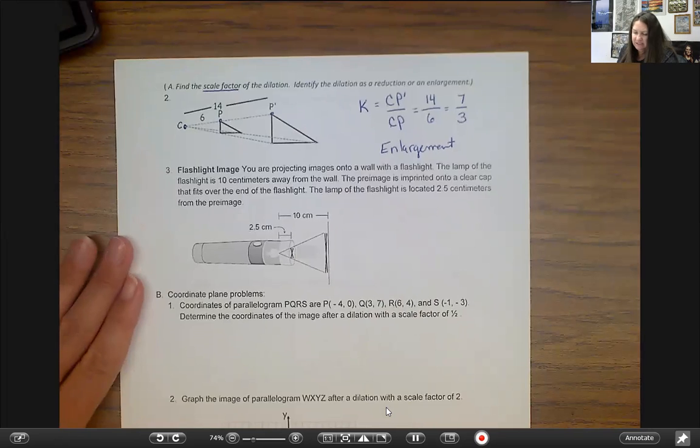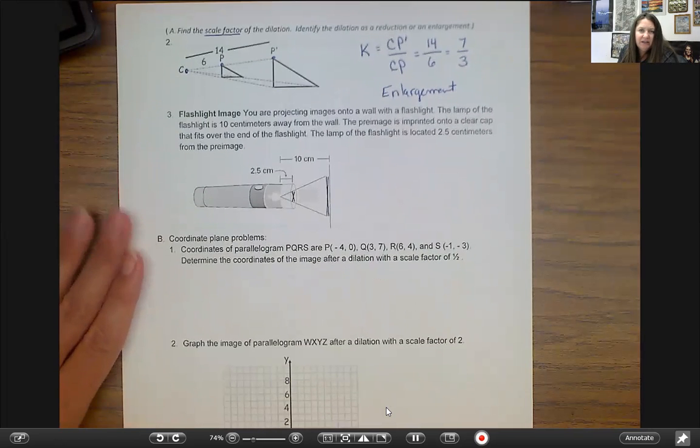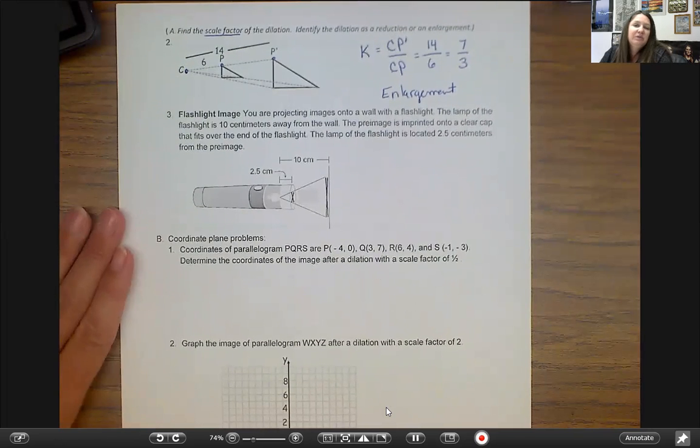All right, in number 3, we are told that you are projecting images onto a wall with a flashlight. The lamp of the flashlight is 10 centimeters away from the wall. The pre-image is imprinted onto a clear cap that fits over the edge of the flashlight. The lamp of the flashlight is located 2.5 centimeters from the pre-image.